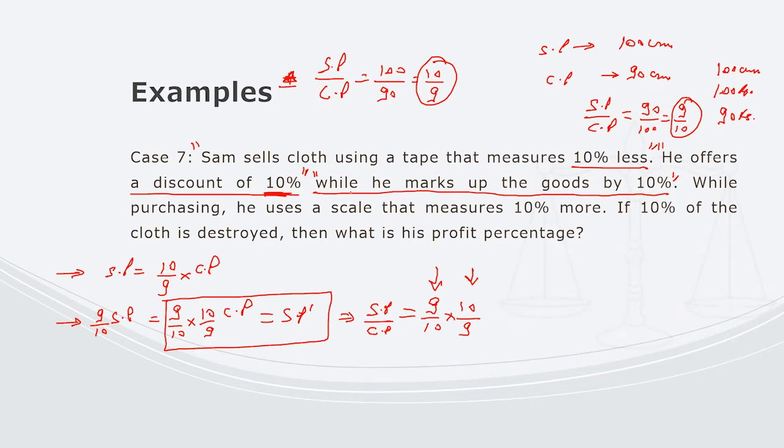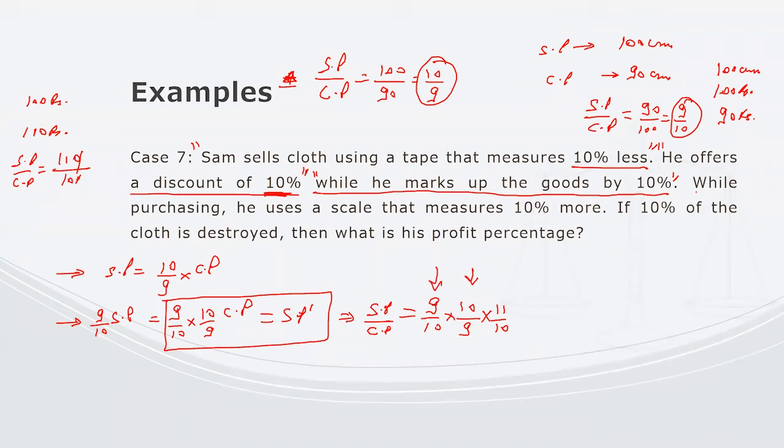So let's look at this. While he marks up the goods by 10%. Now, if he is marking up his goods by 10%, then he has bought it for 100 rupees, but he is marking it at 110 rupees and selling it at 110 rupees. In this case, what will be the ratio of selling price by cost price? He will sell it at 110 divided by 100. So it's going to be 11 by 10. Now I'm going to simply multiply it by 11 by 10, right?